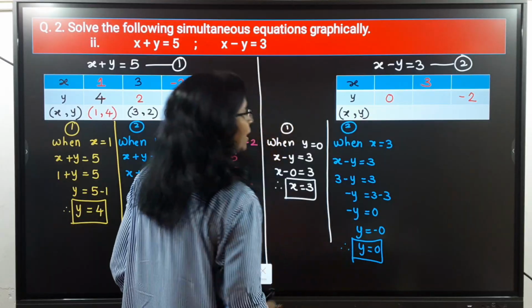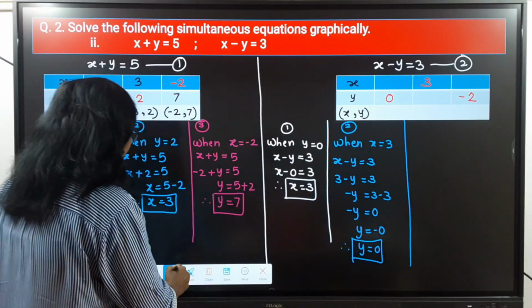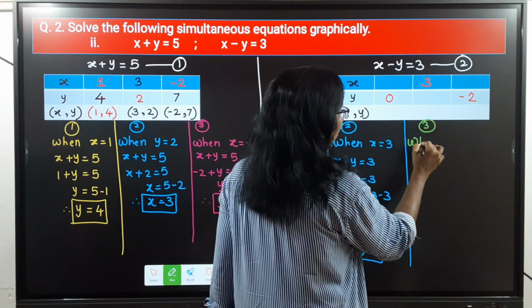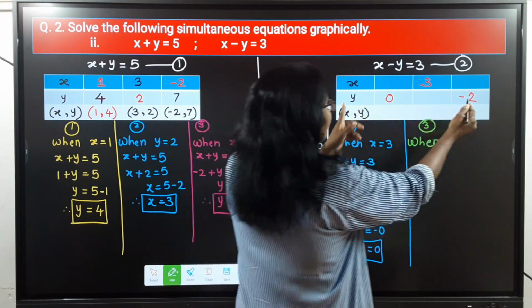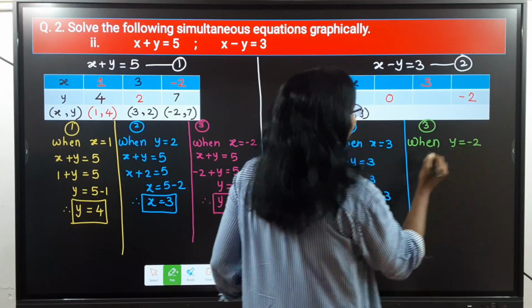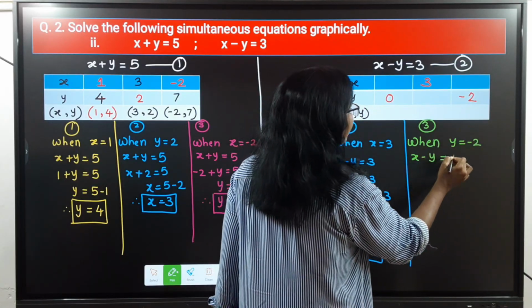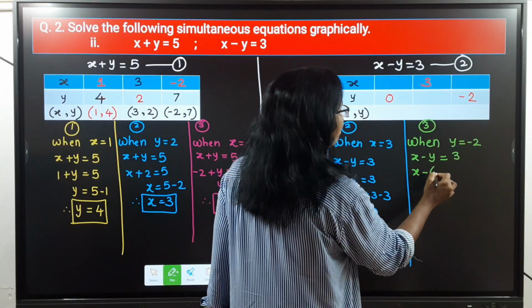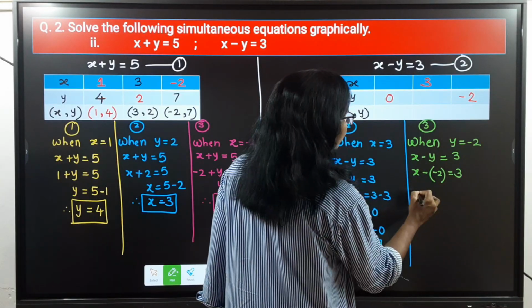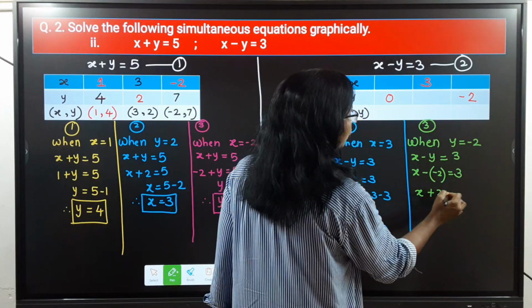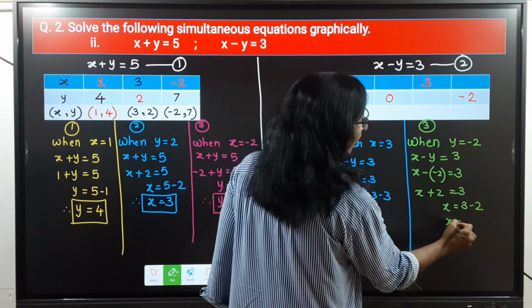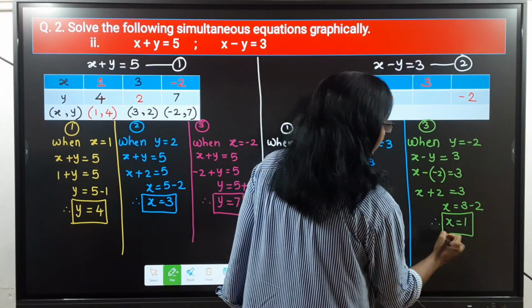Okay, students. Then here for the third value, students, not x, here we write the value for y. So when y is equal to minus 2, then the given equation is x minus y is equal to 3. Therefore x minus of minus 2 is equal to 3. So x minus of minus 2 means x plus 2 is equal to 3. So x is equal to 3 minus 2. Therefore x is equal to 1.